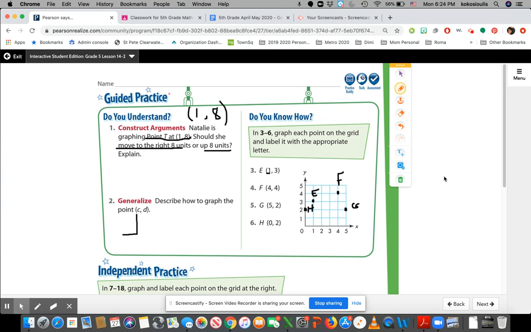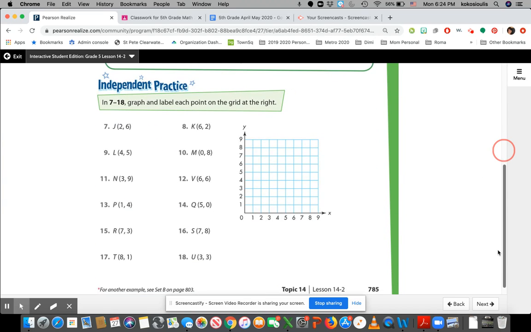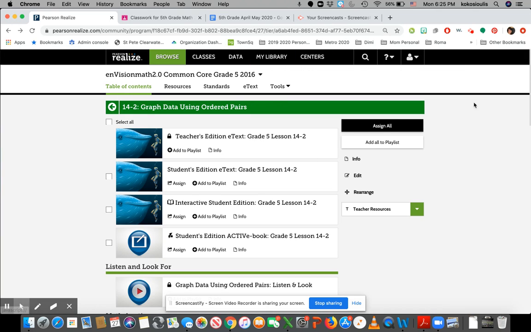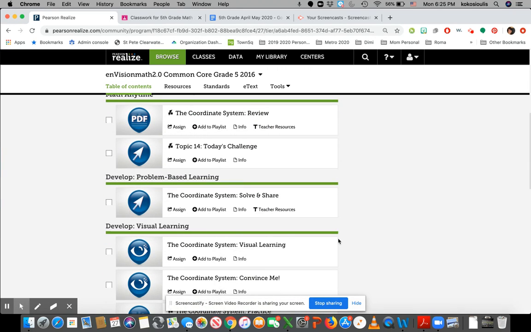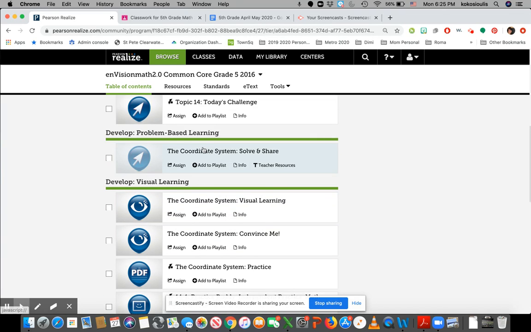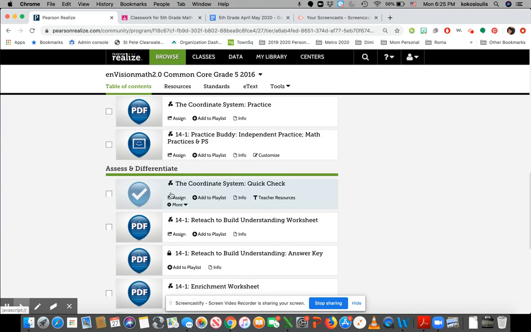I didn't even have you do this, so now you're going to have to graph each one of these. I'm going to tell you something so you can get a head start, because tonight's homework is a little light. Tomorrow, you will have a quick check on 14.1. It's not a quiz, it's a quick check. It's right here, called quick check. I have assigned it already. The coordinate system quick check, you can do tomorrow. But if you don't have a lot of homework tonight, start it tonight.